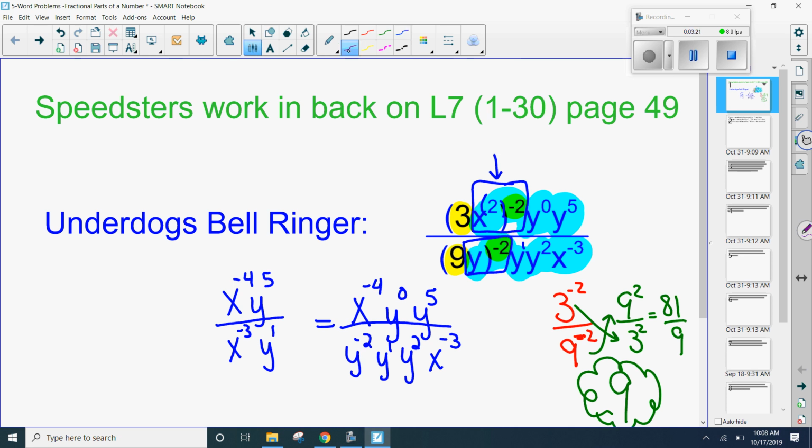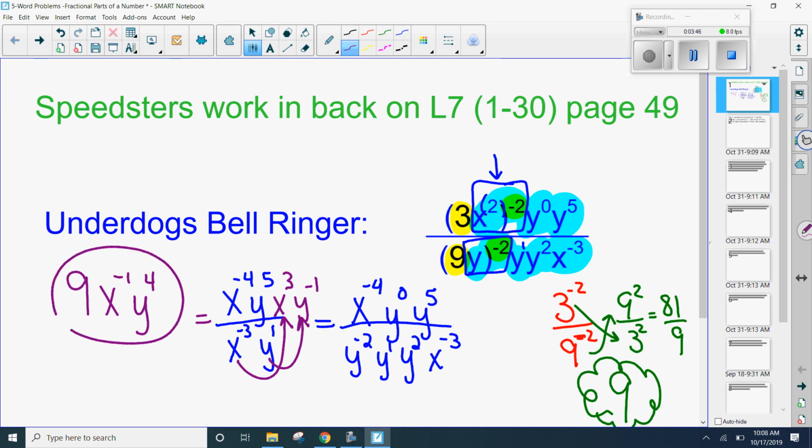But now what do you do with those? Yeah, we're going to move them up, which changes the sign of the exponent. And now what do you do to those exponents? Add, which is going to give you x to the negative 1st, y to the 4th. And what was that number we said we need to associate with that? The 9. So here's what you have for an answer. Don't forget to bring that 9 over here and tack it on.